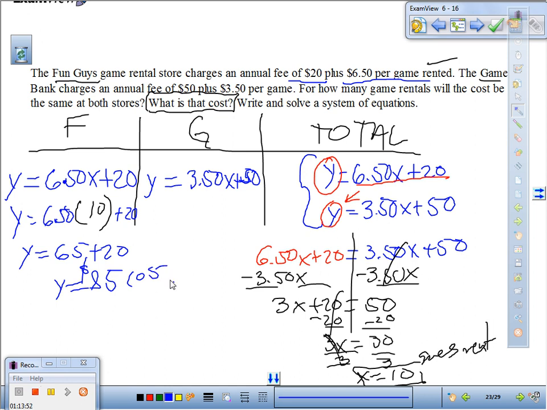Are we done? No, this is a word problem, so you need to write a statement. Tell your neighbor what you would write as your answer for this problem.